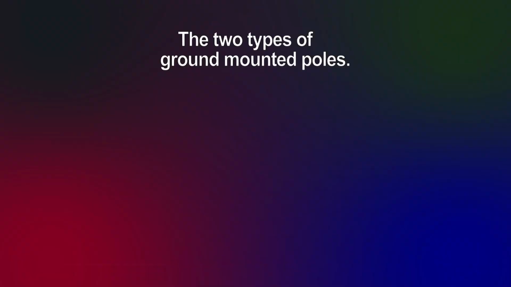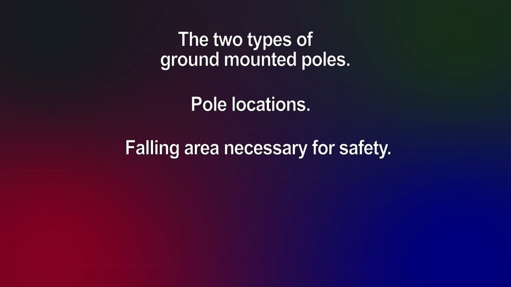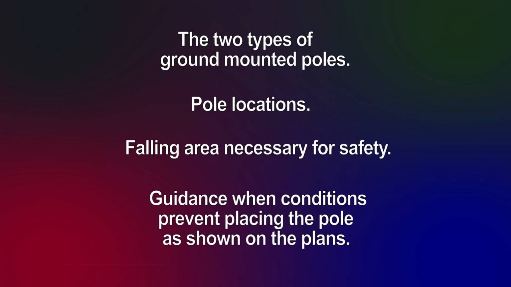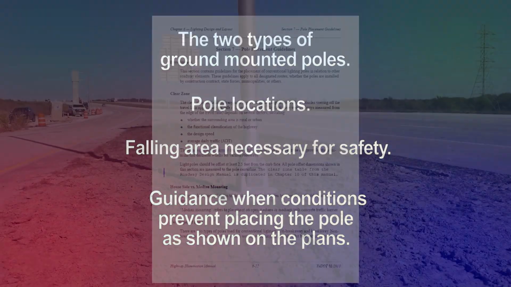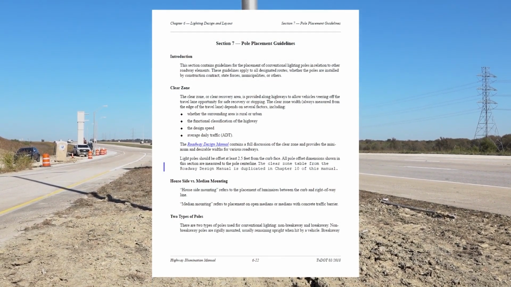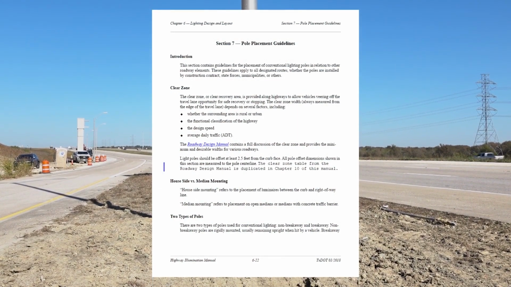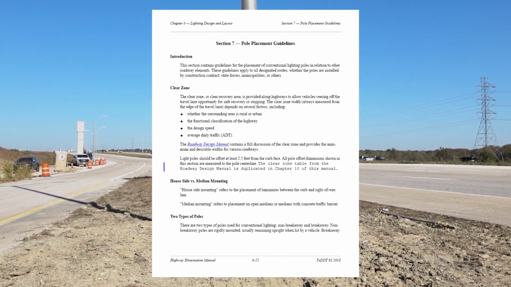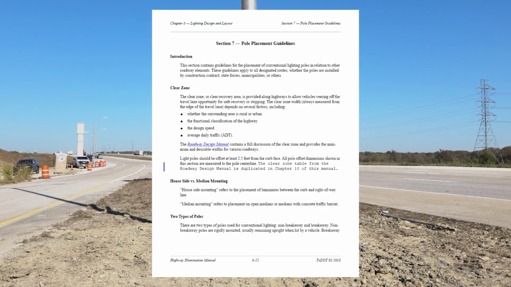The two types of ground-mounted poles. Pole locations. Falling area necessary for safety. Guidance when placing the pole, or when conditions prevent placing the pole as shown on the plans. Detailed information on the layout and placement of the luminaire poles can be found in Chapter 6, Section 7 of the latest edition of TxDOT's Highway Illumination Manual.